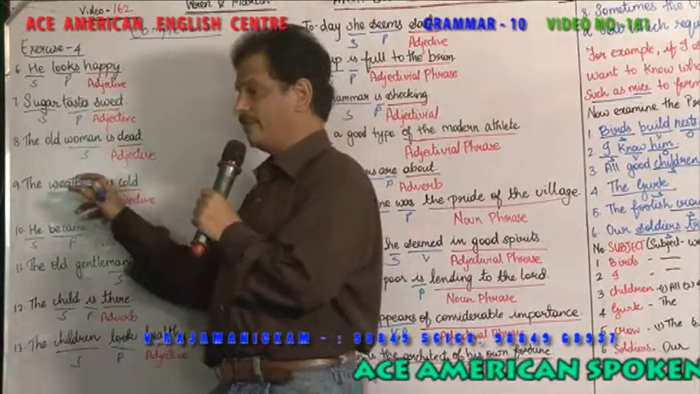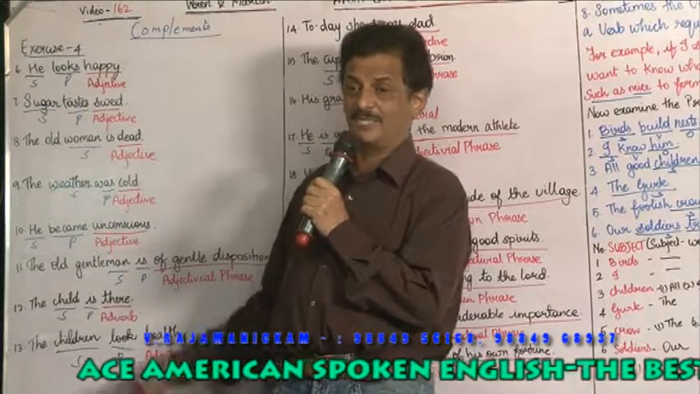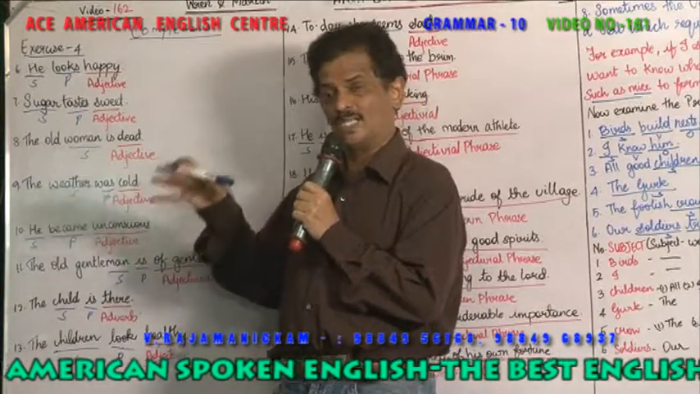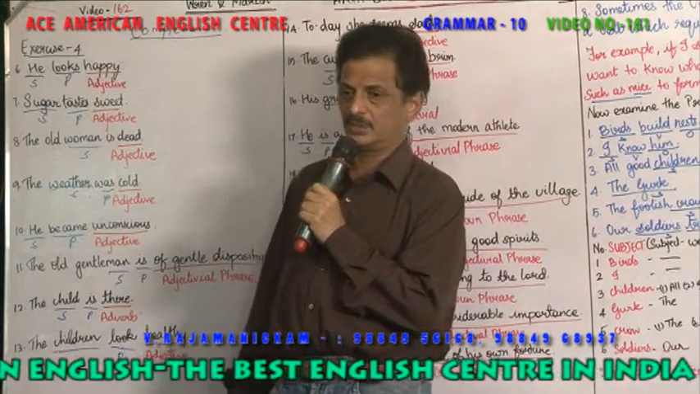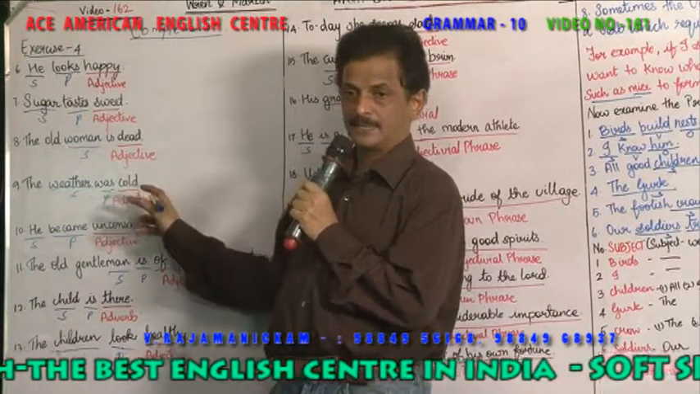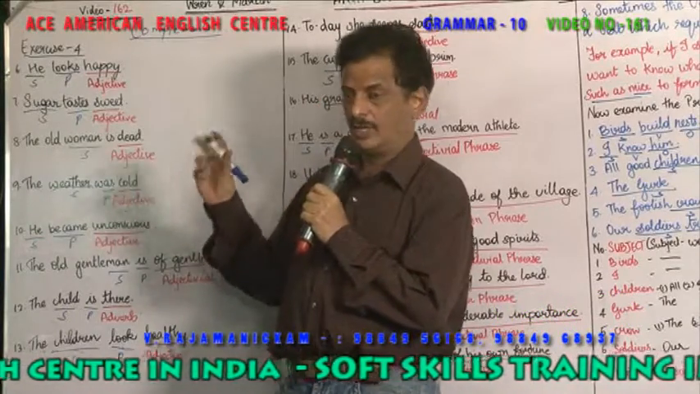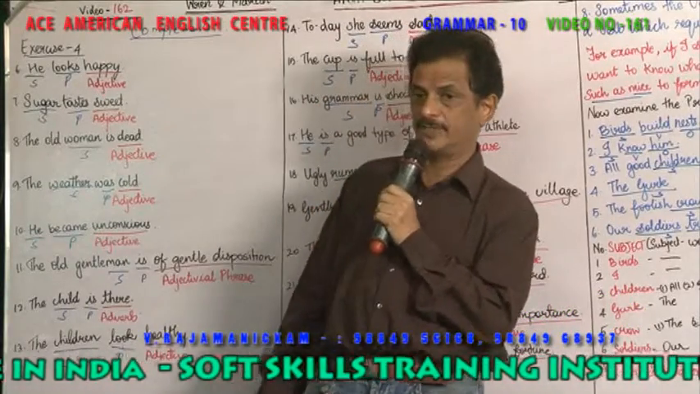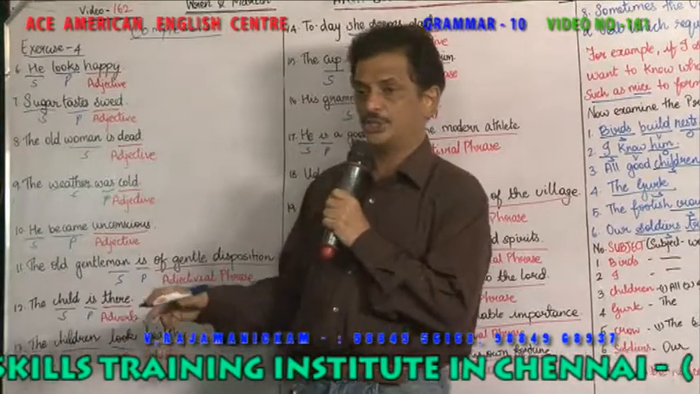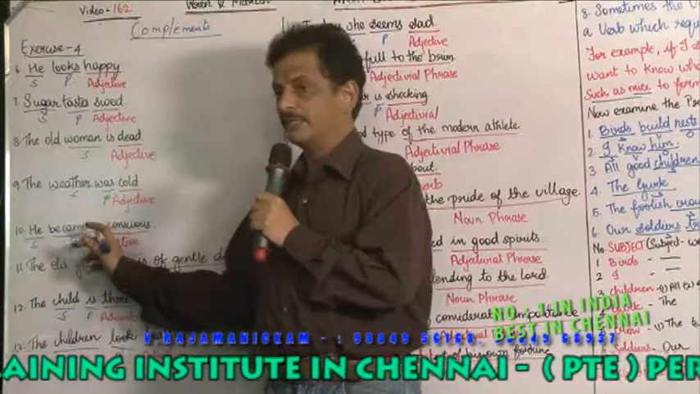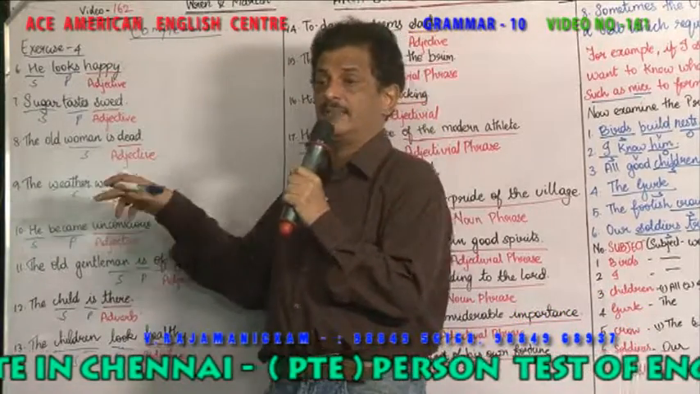The weather was cold. Weather is the subject word, and was is the predicate. Predicate is usually the verb, and it takes the complement cold. So the quality of weather is the coldness, so cold becomes an adjective predicative complement. He became unconscious. He and the state of unconscious are both the same. So he is the subject, became is the verb or predicate, and unconscious becomes an adjective predicative complement.